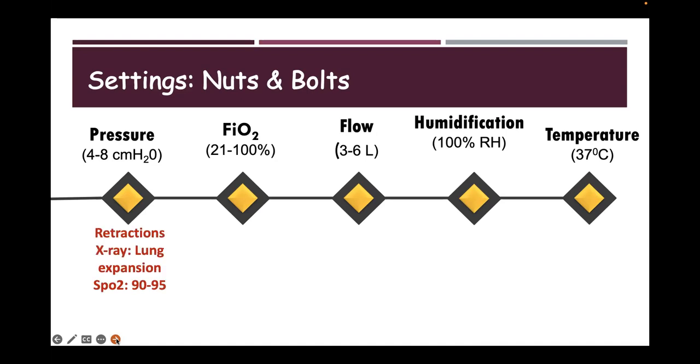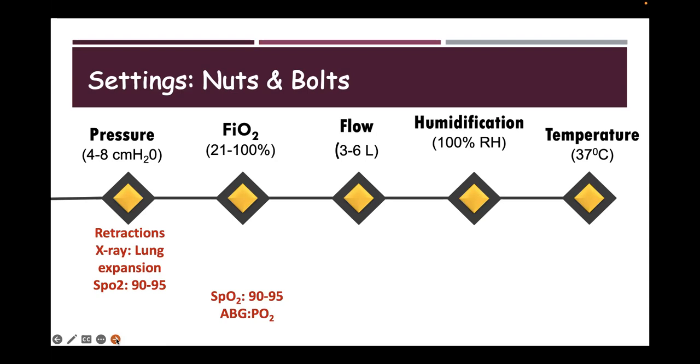Now, when should we see that the pressures which we have set are adequate? The retraction should subside. There should be minimal or no retraction. X-ray should show lung expansion, that is 6 to 8 spaces, and baby should have a normal saturation. For FiO2, it's a very easy bedside test. That is, the saturation should range from 91 to 95%.